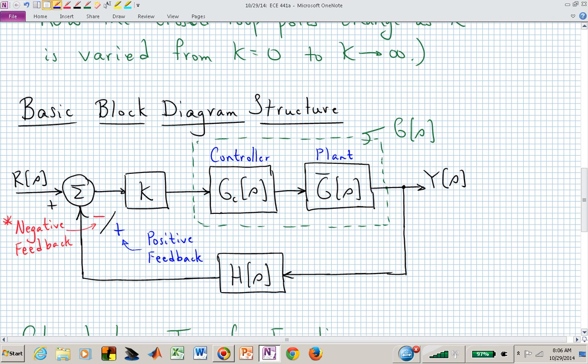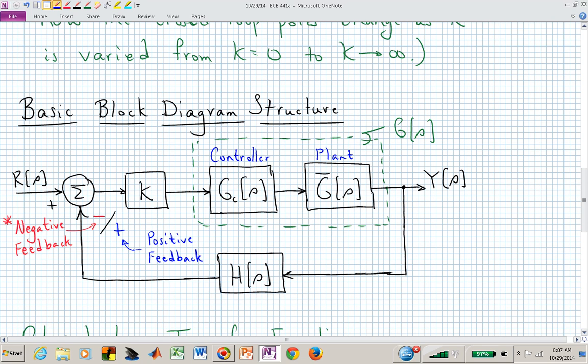It's not like they randomly just jump around. These closed loop poles migrate or move or have a locus to them, and we want to know how they move around as we adjust this single parameter, and here we're labeling it as K, as we let K go from 0 to infinity.